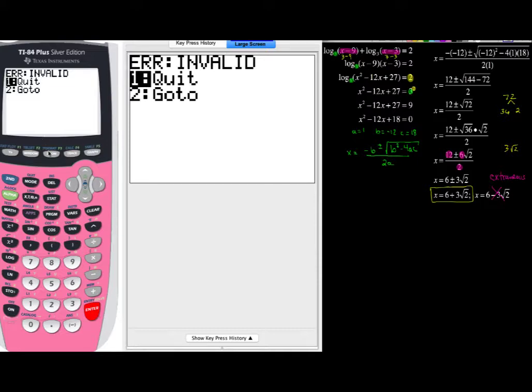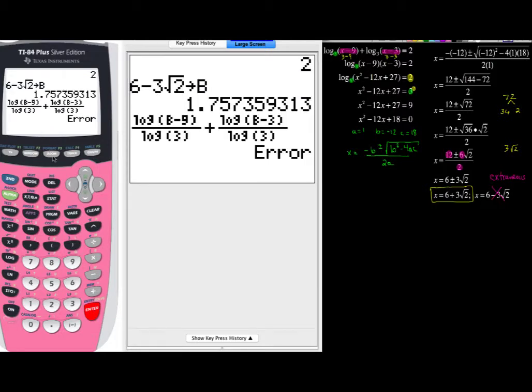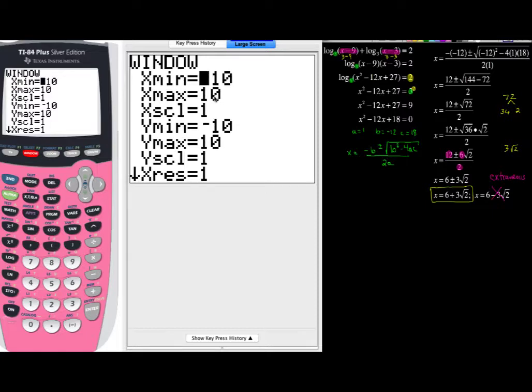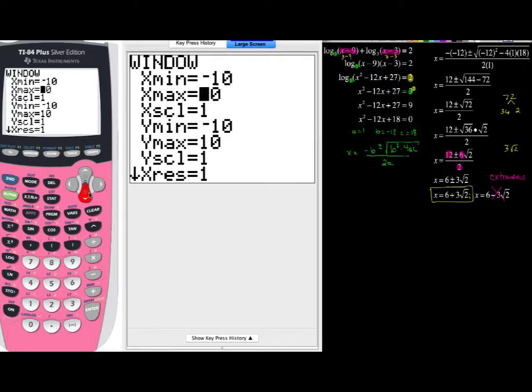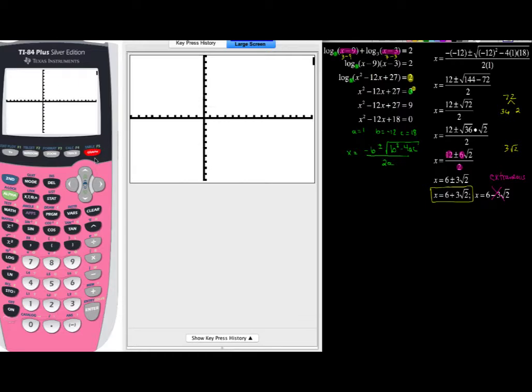The invalid error just means, if I take a look at my window, I have to quit out of here first. Then if I look at my window, I'm only going from negative 10 to positive 10. If you recall, let's go back to our home screen real quickly. The value of 6 plus 3 square roots of 2 was 10 point something. So I have to go back to my window settings and make sure my x max is more than 10. I'm just going to type in 15. Then if I take a look at my picture, I'm going to have a little bit more there on the picture.